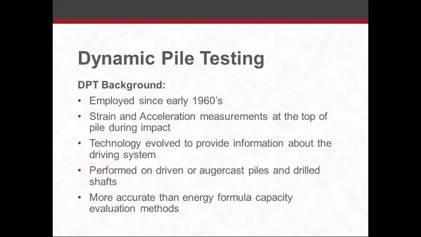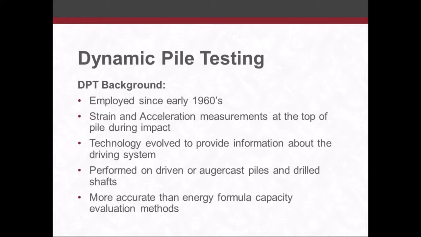So to get into dynamic testing, dynamic testing has been around since the 1960s, and that involves taking measurements at the top of the pile, during which a drop weight or a hammer is dropped on top of the pile. Typically that weight needs to be about 1 to 3% of the capacity that's trying to be achieved.